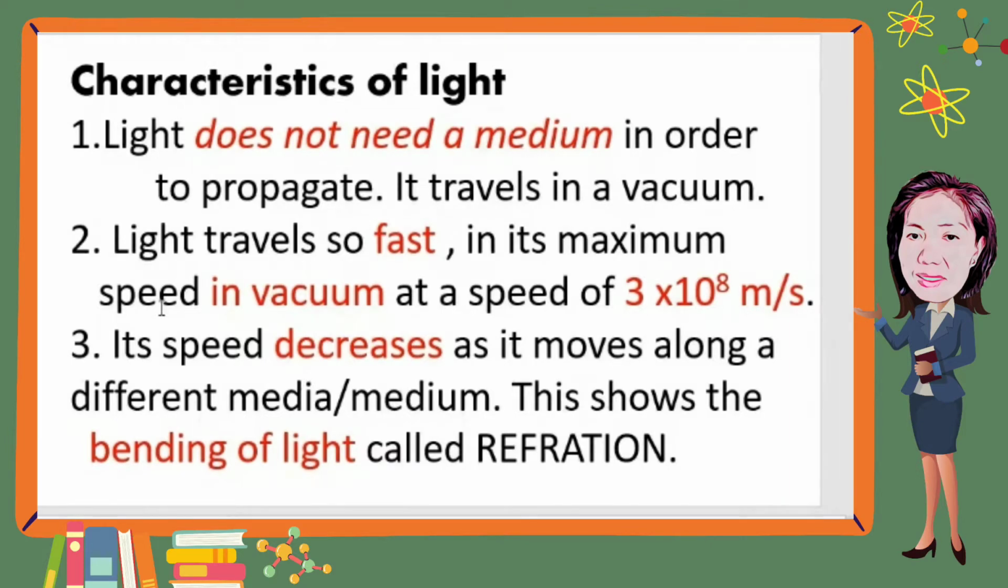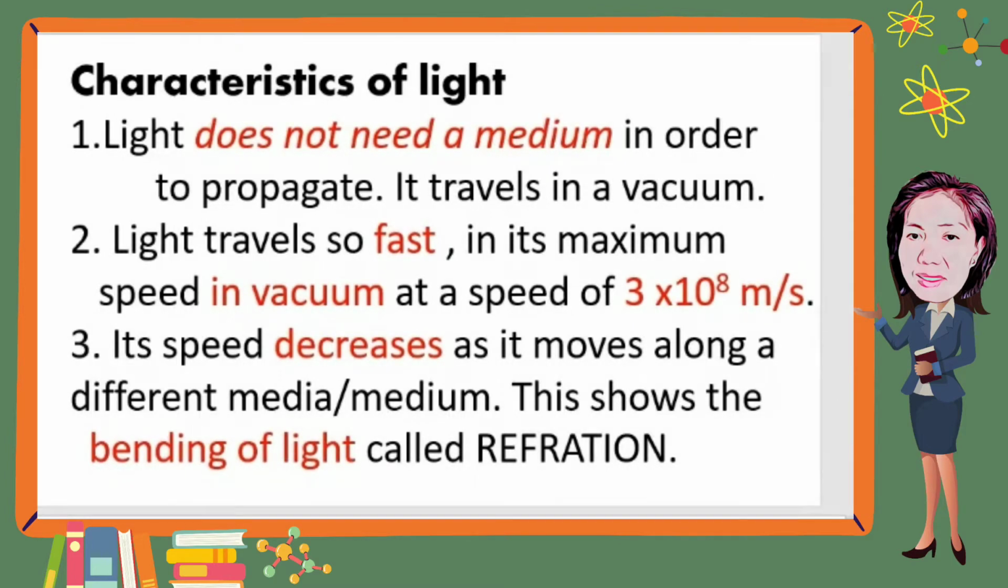Take note that if light travels in a vacuum, meaning without any medium, without air, without anything, the light travels fastest. Light is at its maximum speed when it travels inside a vacuum, with a speed of 3 times 10 to the power of 8 meters per second, also called 300 million meters per second. That's the maximum speed of light.